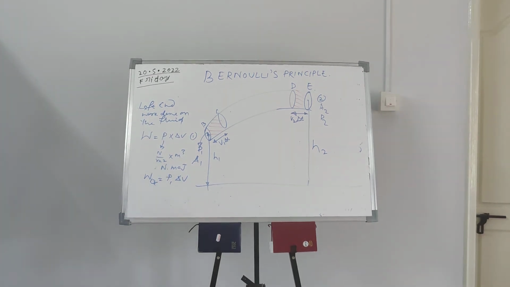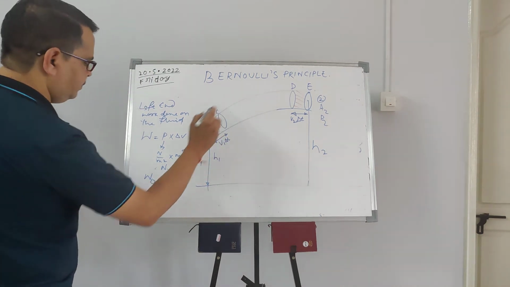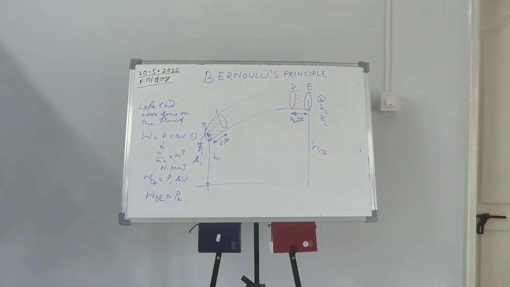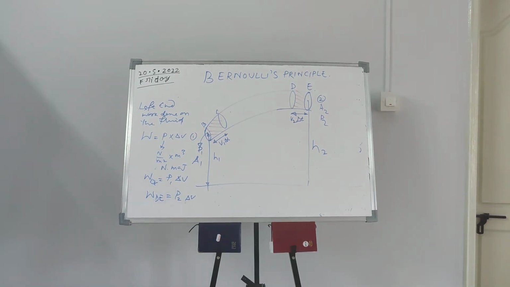Since the same volume delta V passes through both regions, the work done by the fluid at the end DE is equal to P2 into delta V, because the pressure there is P2. The pressure is changing, but the volume is the same, because whatever is coming in has to go out. So it is P2 into delta V.